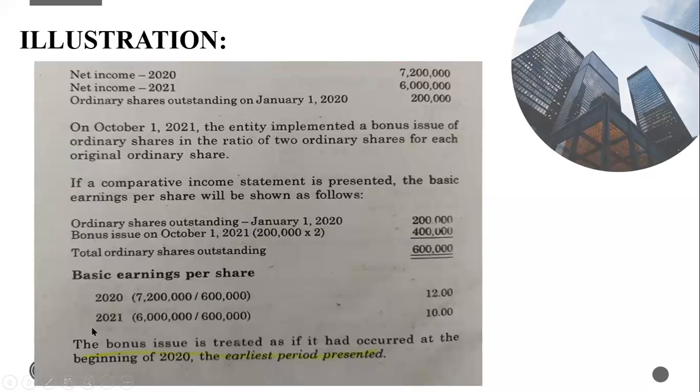And for the other year, we have 6 million over 600,000. So ang basic earnings per share natin is 10. Take note that the bonus issue is treated as if it has occurred at the beginning of 2020, the earliest period presented. So, as I have mentioned, it should be recognized retrospectively.